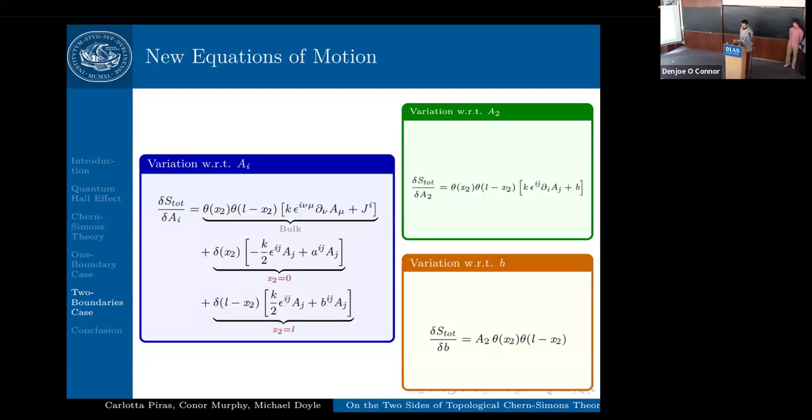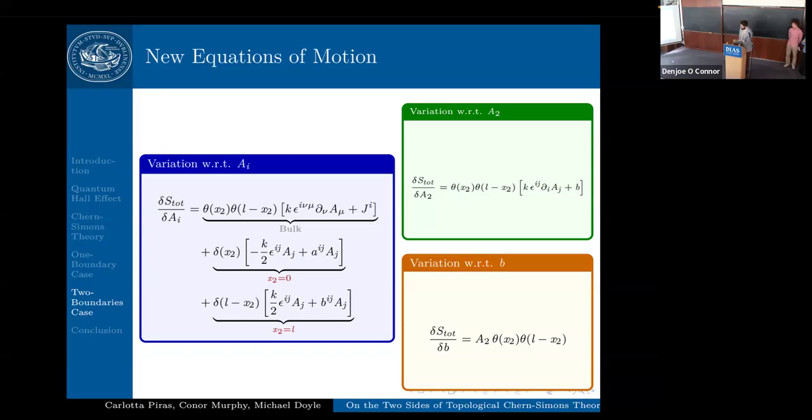And we take functional derivatives of the action with respect to the gauge field in order to get the equations of motion and apply the principle of least action. So we can compare these with the equations of motion that we had previously, in particular how they've changed. So we see a new term for the x2 = L boundary, which has the delta distribution of L minus x2 sitting to the left of it.